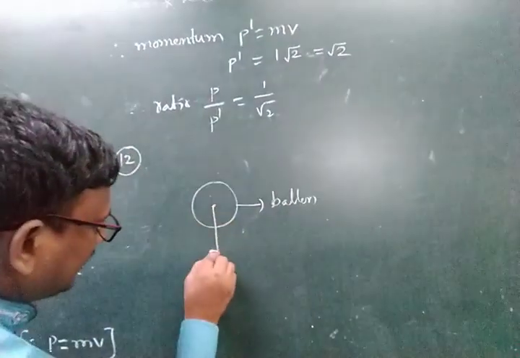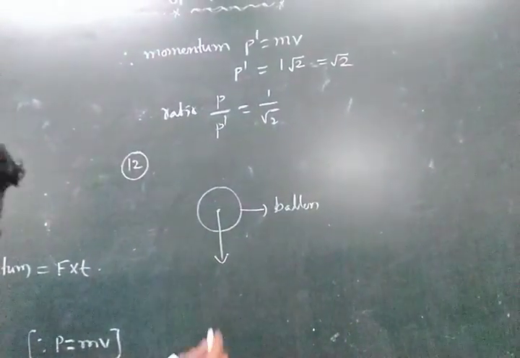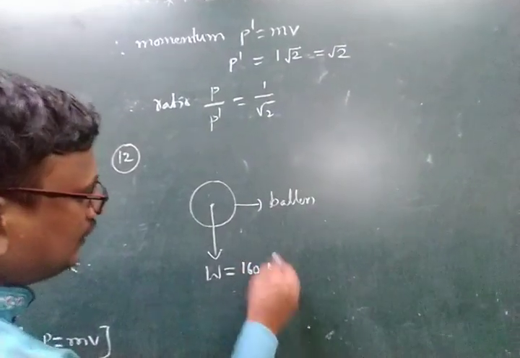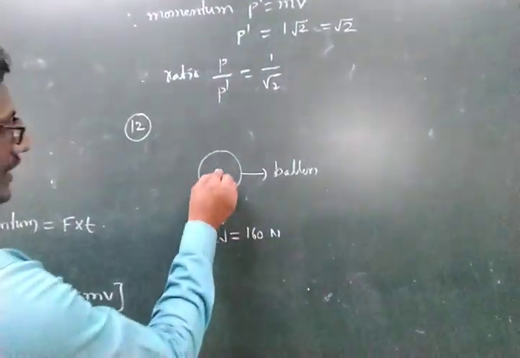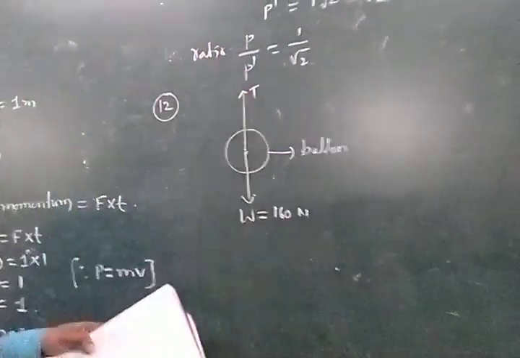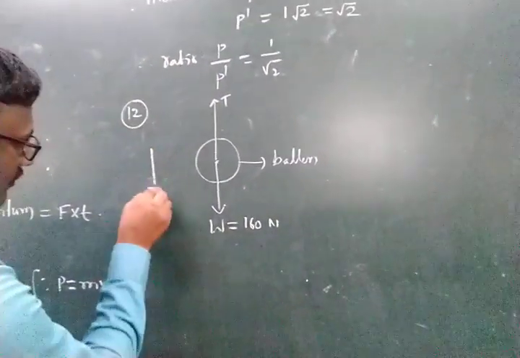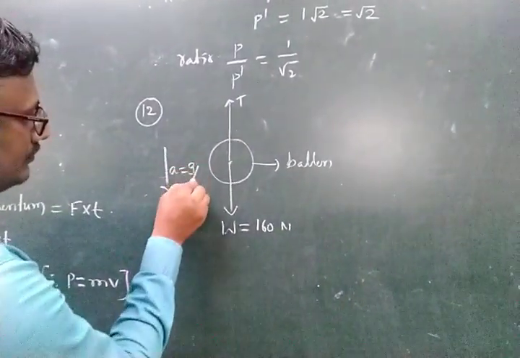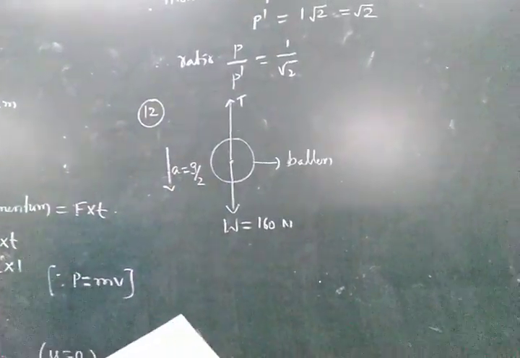Balloon. Now its weight is given. Weight is nothing but W is equal to 160 newtons. The tension is acting in an upward direction, but the balloon is moving downwards, with acceleration given as a is equal to g by 2.